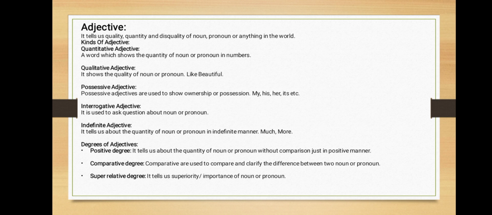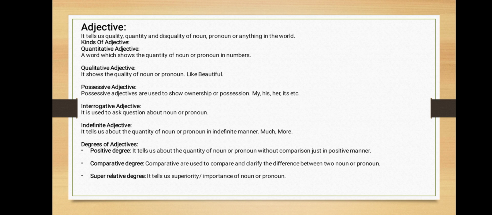Number five, indefinite adjective. It tells us about the quantity of a noun or pronoun in an indefinite manner, just like much, more, each, every, etc. Number six is degrees of adjective. Now, degrees of adjective has again three further parts: positive degree, comparative degree, superlative degree. Number one is positive degree. It tells us about the quality of a noun or pronoun without comparison, just in a positive manner. For example, he is a good man.